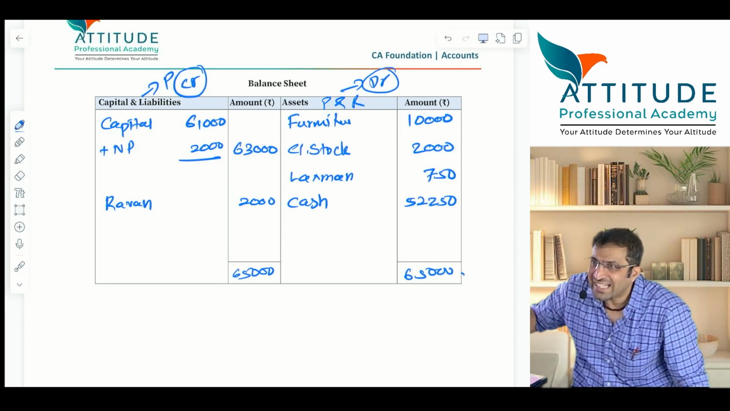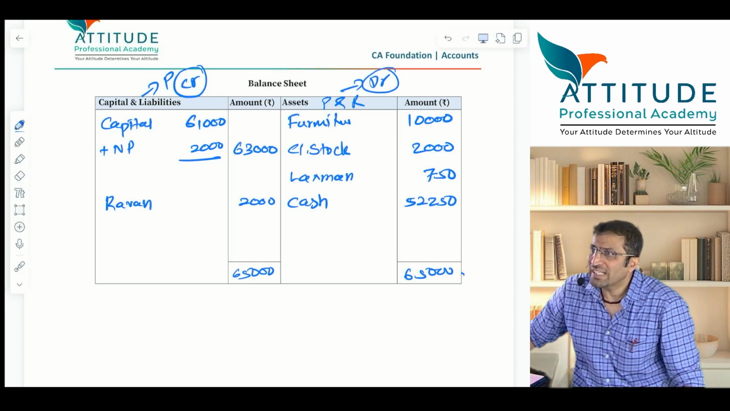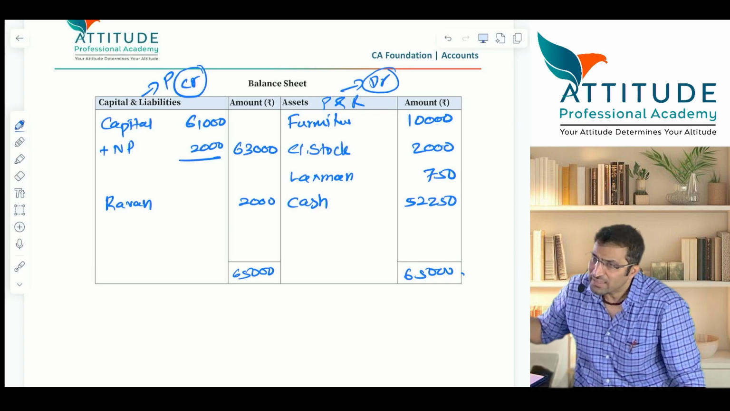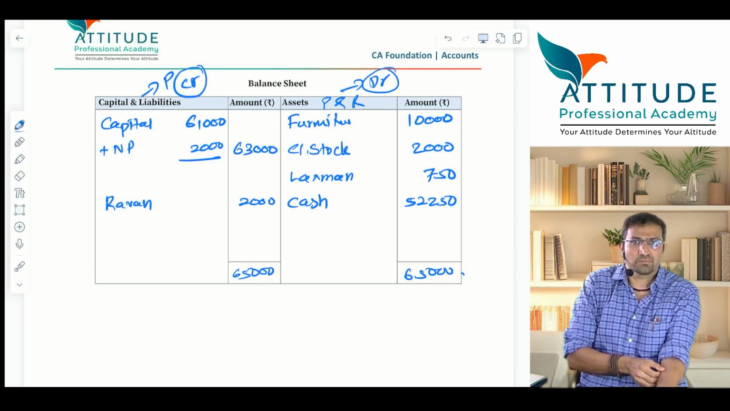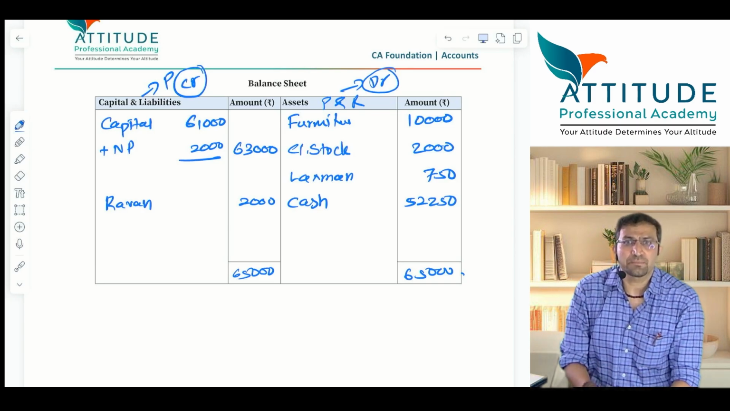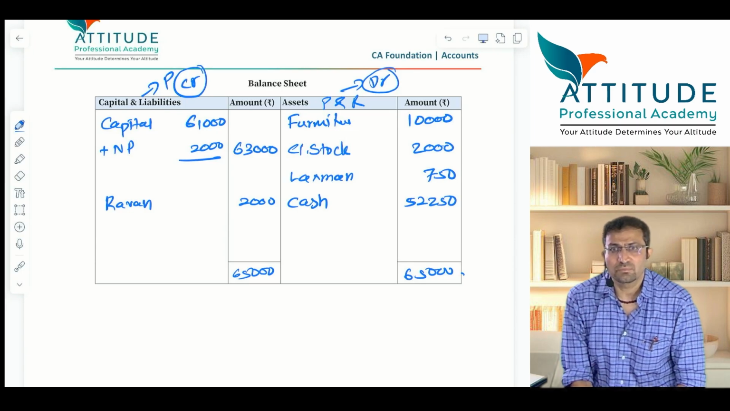This is your entire accounting process. You are in India, you are in US, doesn't matter. This only is followed. Debit credit principles. Oh, sir.